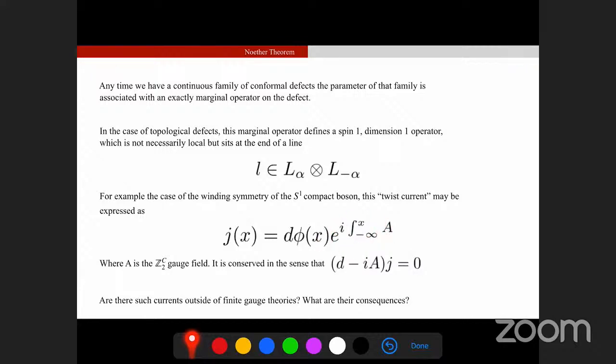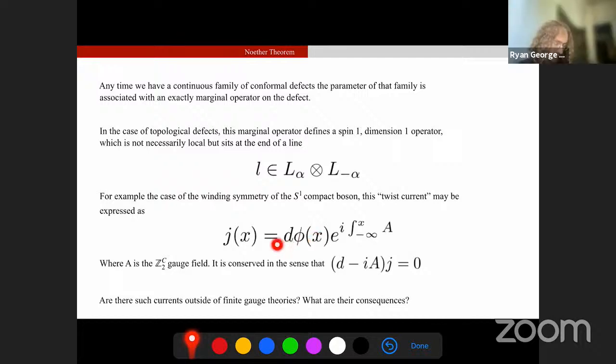And if you take d of this thing, of course, d squared is zero, so you're going to remove this, but then here you pull down an a, right? So the covariant derivative of this thing is zero. So it's conserved in that sense. It's also a protected operator in that it has dimension one because it defines a marginal operator on the defect. So long as you have a continuous family, the dimension can't change.